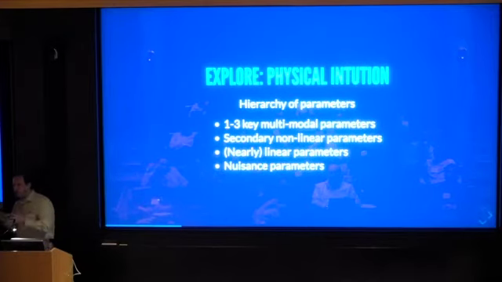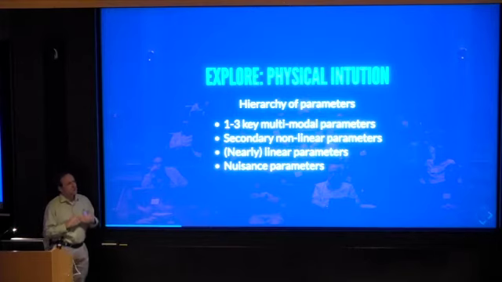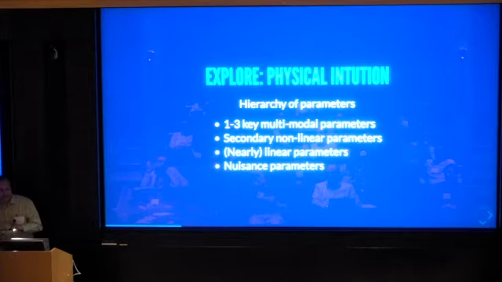The next step, once you've written down your model and whatever assumptions you're willing to make, is to think of those parameters and try to organize a hierarchy. There's hopefully 1 to 3 parameters that are really important, highly multimodal, and you know what, I am just going to have to search over them brute force. That's just the way it is. If I don't like it, tough.